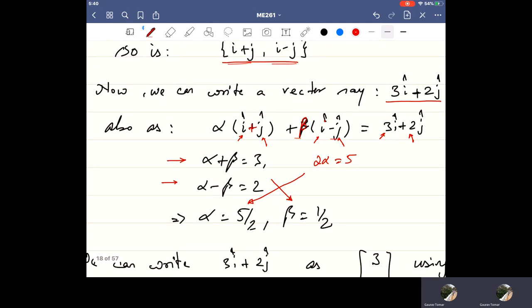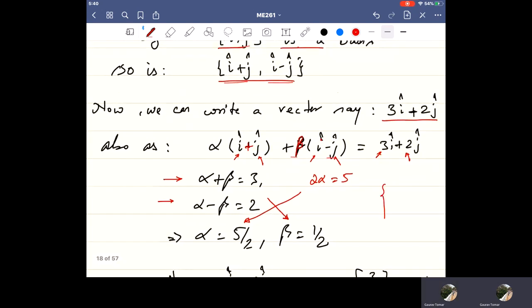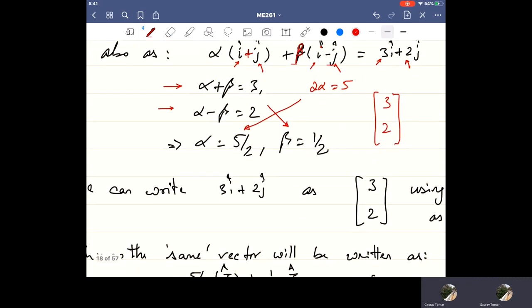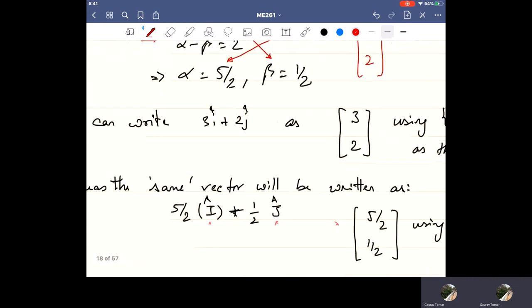So this gives us the representation in terms of the new basis I hat, J hat. A vector which was looking like this can now be written in the new basis as 5 by 2 I hat plus half J hat, where capital I hat is small i hat plus j hat, and capital J hat is small i hat minus j hat. And the representation would be 5 by 2 and half. So you can see that whatever we have been seeing as 3 by 2 can also be read by somebody else as 5 by 2 plus half.